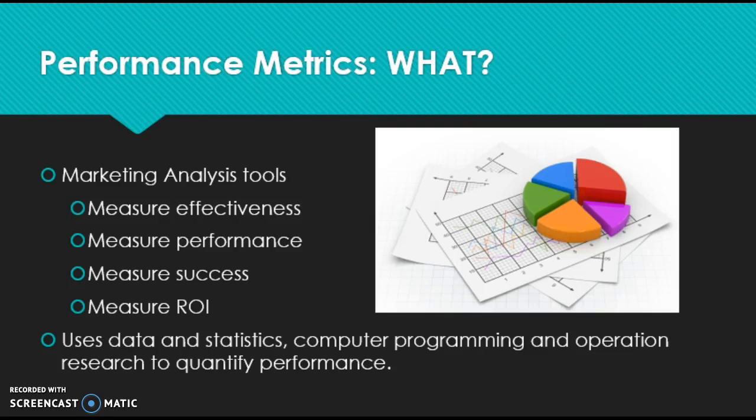What are performance metrics? Performance metrics are analysis tools that marketers and managers use to measure the many aspects of their digital content, websites, and advertisements. Performance metrics use data and statistics, computer programming, and operations research to quantify performance. Performance metrics are used to measure the effectiveness, overall performance, and success of digital marketing and advertisements. Performance metrics also measure the return on investment, or ROI, for the marketing and advertising venture.